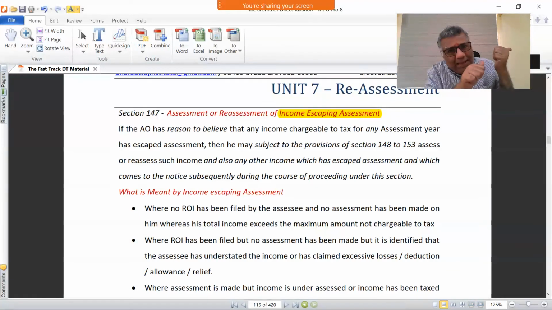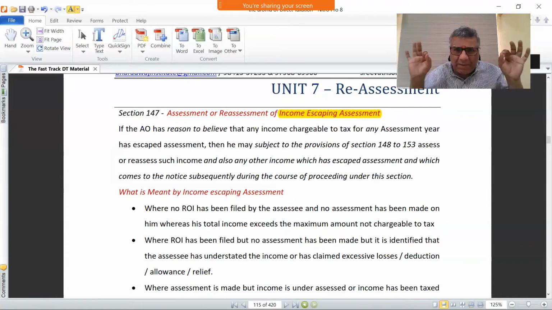Either it would have been assessed earlier or not assessed. Shall we first understand what is income escaping assessment before even coming to the main section? This is the questionable area. What is meant by income escaping assessment?